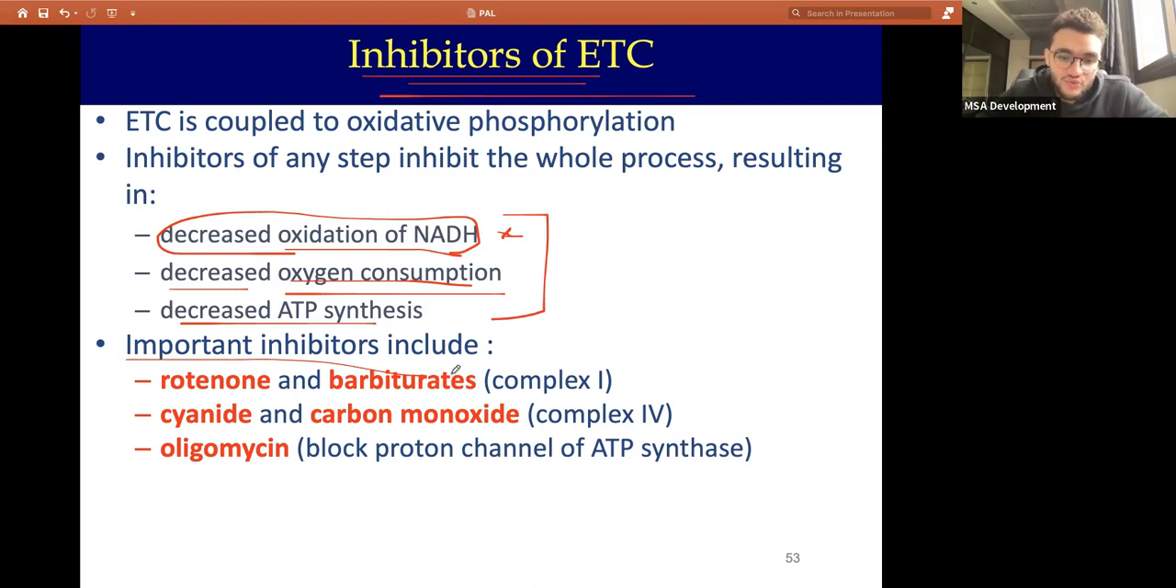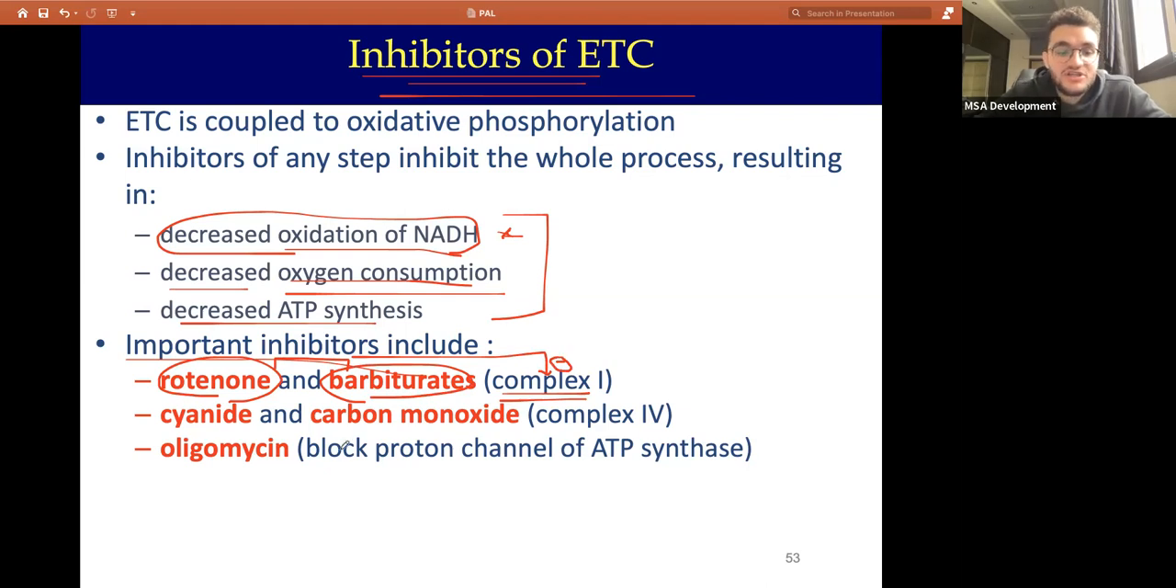So for complex number 1, which is also called NADH dehydrogenase because it accepts NADH only. Anyways, the first one, we have rotenone and barbiturates. These two inhibitors are extremely important, and they inhibit complex number 1. This is the first thing that you have to know.